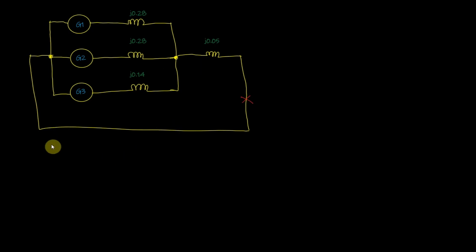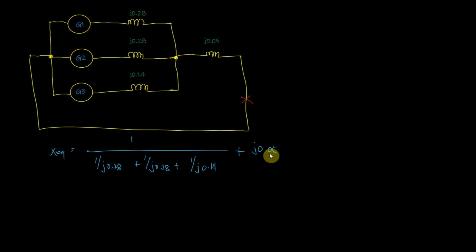So ang ating equivalent reactance is equal to 1 over 1 divided by J0.28 plus 1 divided by J0.28 plus 1 divided by J0.14 plus J0.05. Okay? So equivalent reactance is equal to J0.12 per unit. Okay?